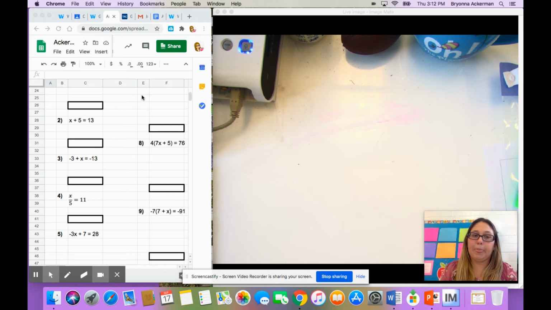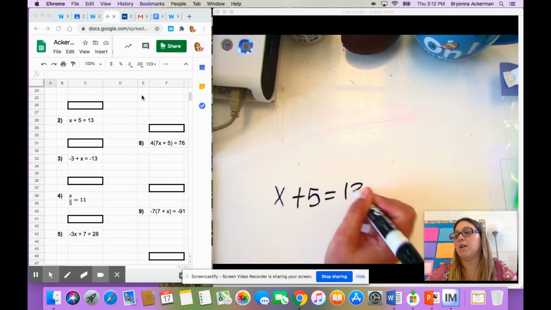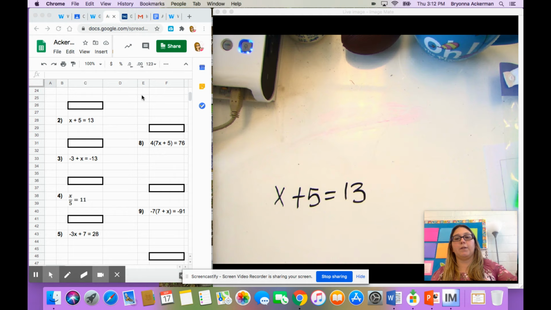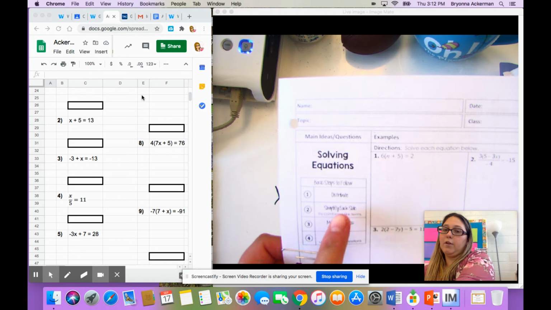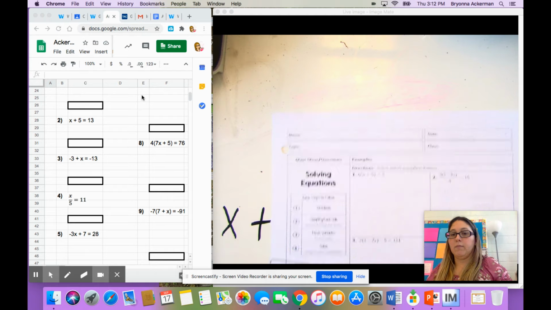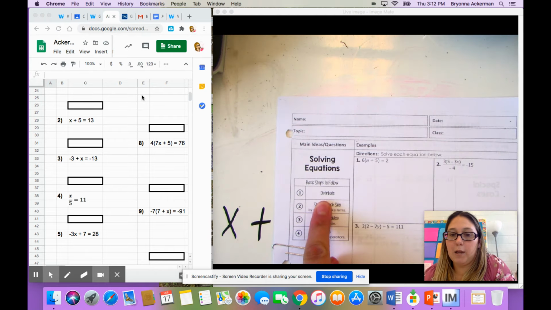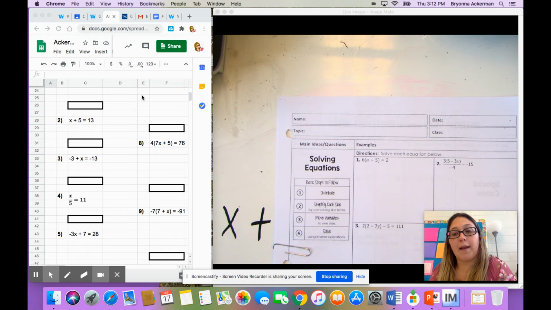So number 2 is x plus 5 equals 13. And so some really nice rules that we have, and I'm going to show them real quick. Okay, step 1, you're going to distribute when you can. Step 2 is you're going to simplify each side. So you're going to simplify the left side if you can, and then simplify the right side separately. From there, you're going to want to make sure that your variable is on one side. So if you have x's on the right and x's on the left, you want to combine them and get them all on one side.